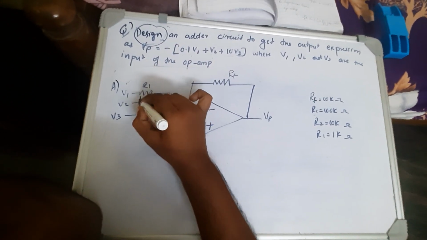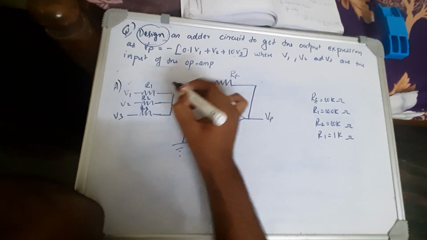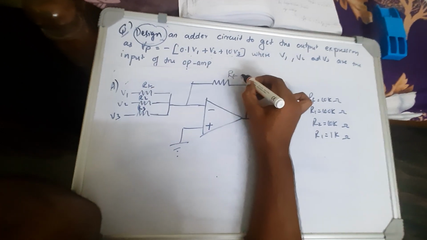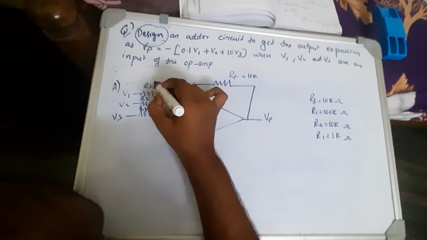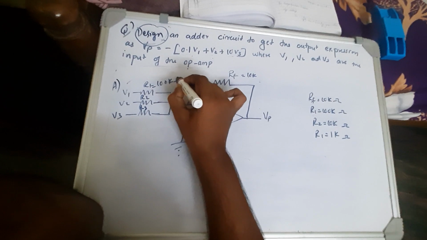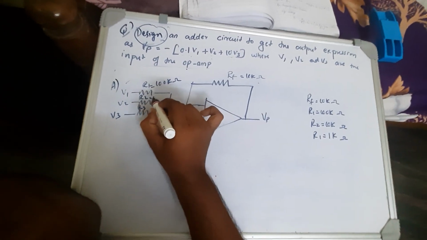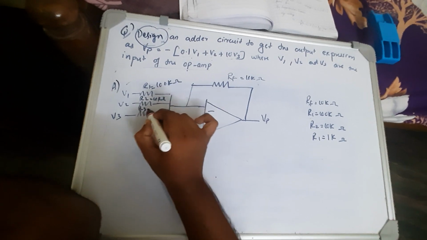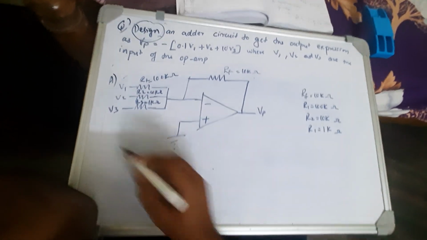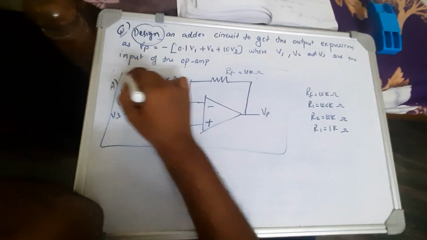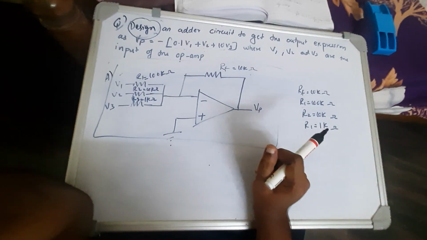So this one is R1, this is R2, this is R3. Rf is taken as 10k, R1 will be 100 kilo ohm, R2 equal to 10 kilo ohm and R3 is 1 kilo ohm. So basically this is the answer to this question. Thank you everyone.